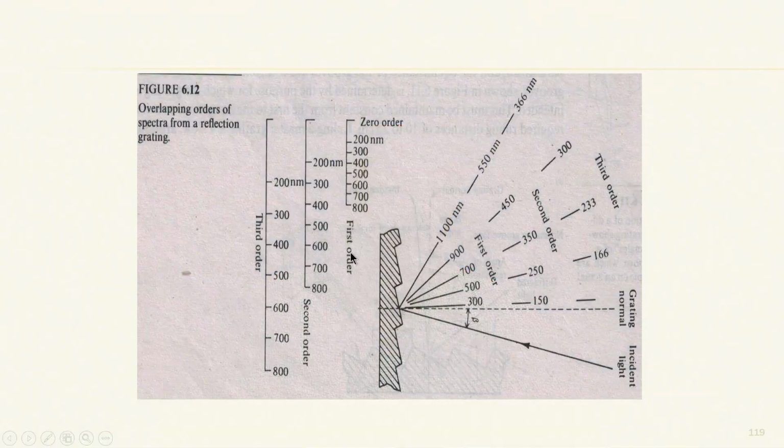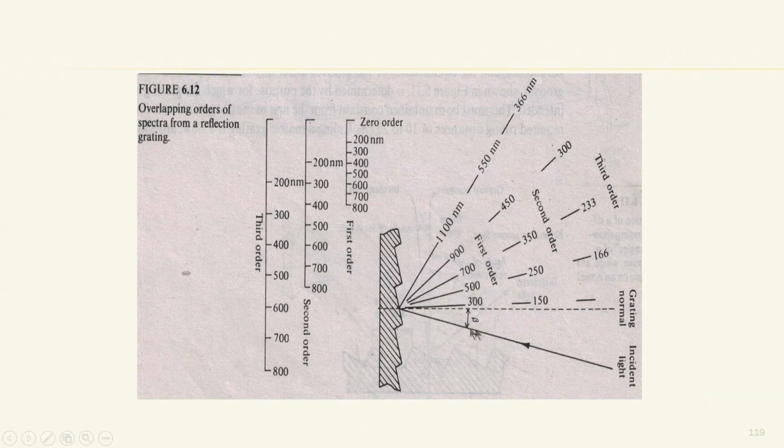So, continuing our discussion on the diffraction gratings, here I am showing a slightly improved figure. You can see the different ridges here. This is known as the grating normal, that is, it cuts the grating vertically. This line is the grating normal, and the incident radiation comes like this, hits there, and comes out at different wavelengths.